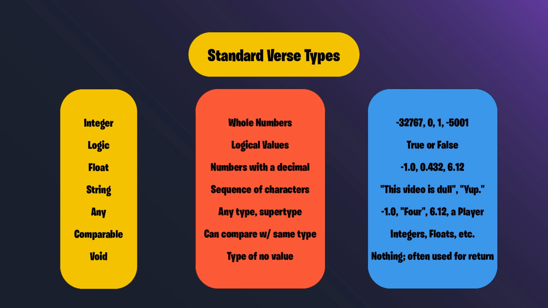Any represents a type that can include any other types. It's also known as a supertype of all other types. Comparable returns a type that can be compared with any other variable of the same type. And void represents an absence of value or type. It is often used as a return type when a method does not return a value.